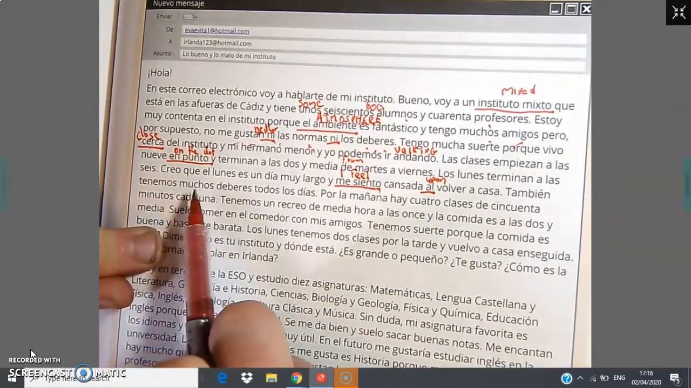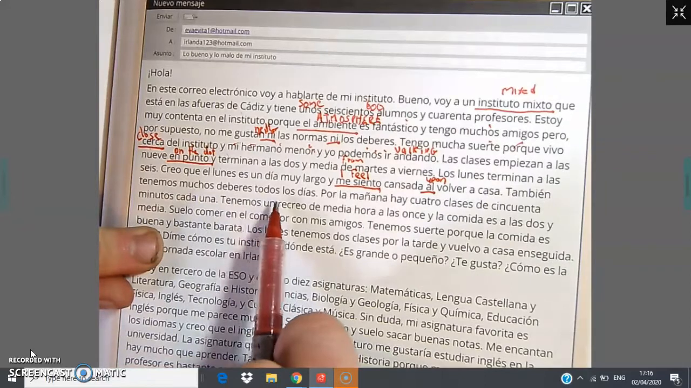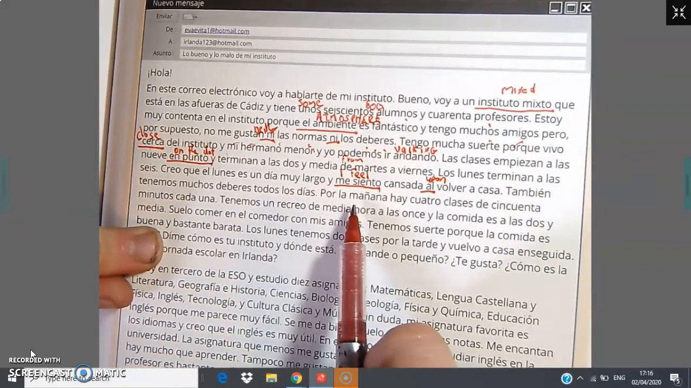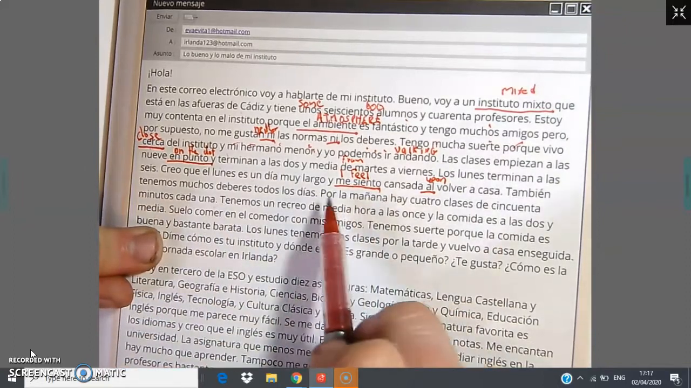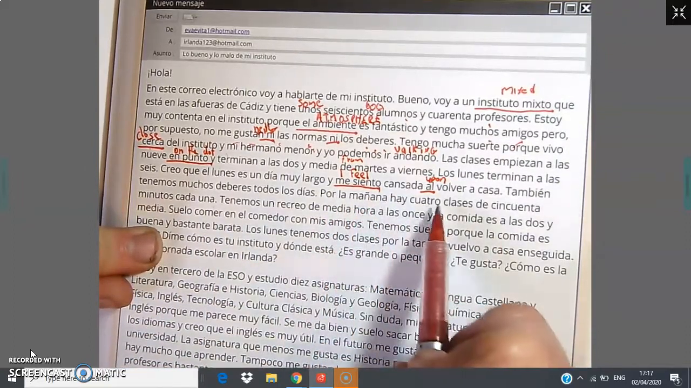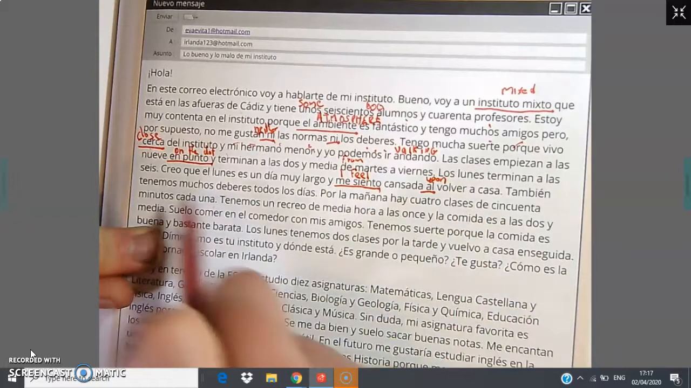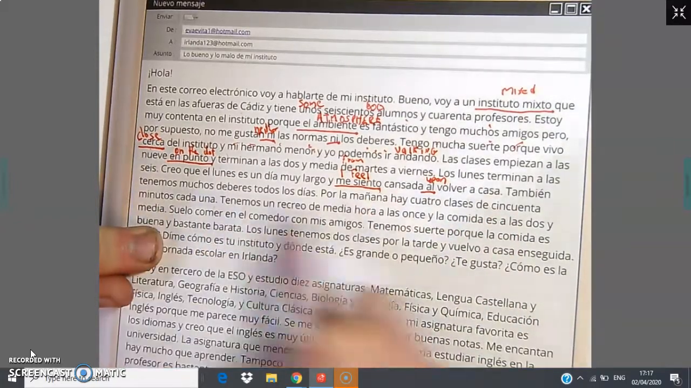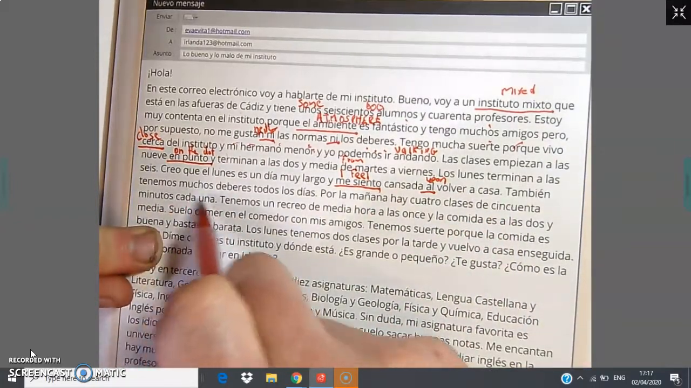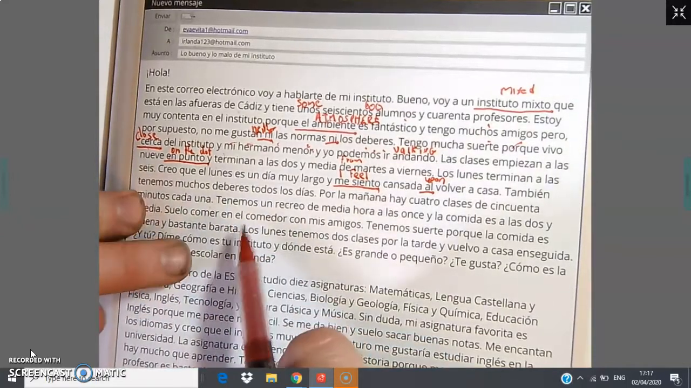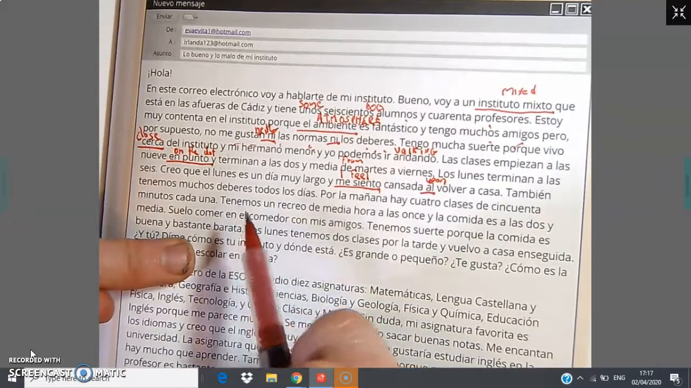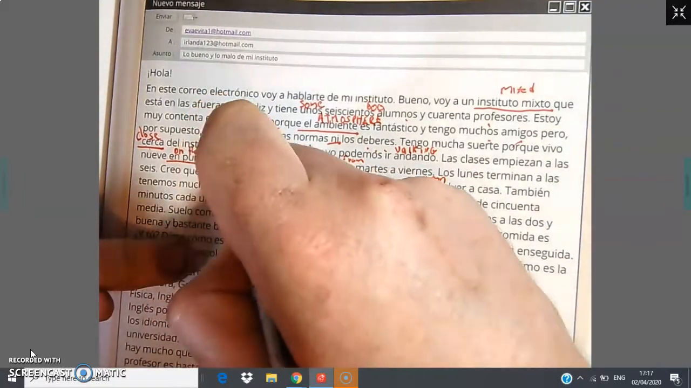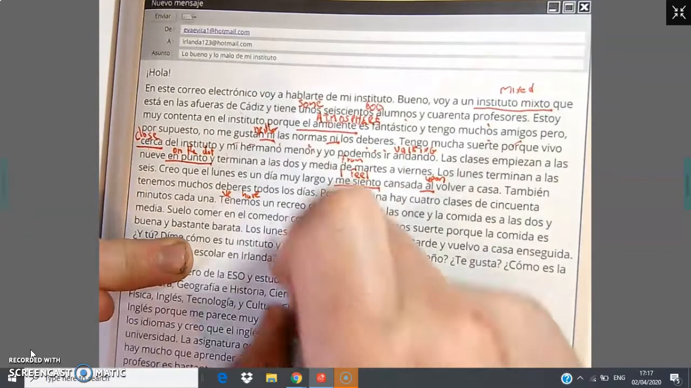También tenemos muchos deberes todos los días. We have lots of homework every day. Por la mañana hay 4 clases de 50 minutos cada uno. So in the morning time, hay 4 classes. There's 4 classes de 50 minutos, of 50 minutes each. So each class here is 50 minutes. Tenemos un recreo de media hora. So we have a break.